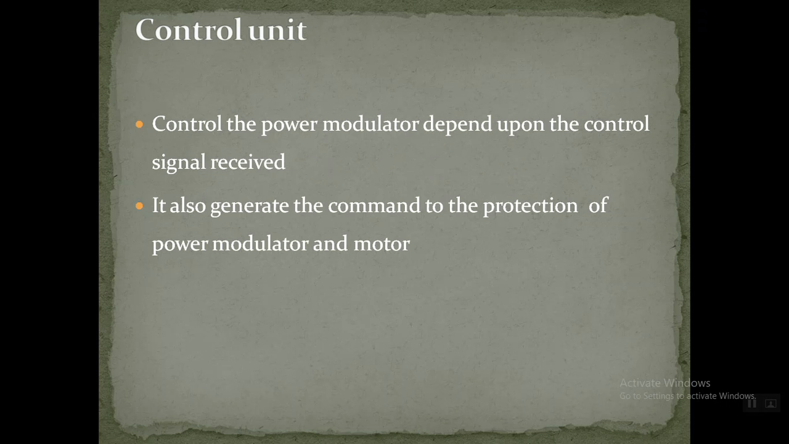Then the control unit controls the modulator based on the signal received from the sensors. That is the function of the control unit. Triggering pulses are given to the modulator based on the signals received from the sensors, compared with the command that we have given to it. Its function is also protecting the power modulator and the motor. If any unnecessary overload happens, it protects the modulator by giving a signal to it.